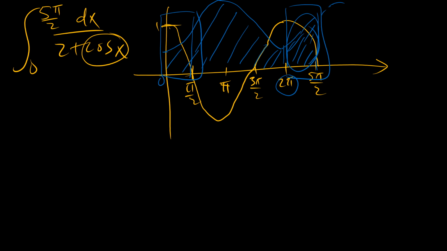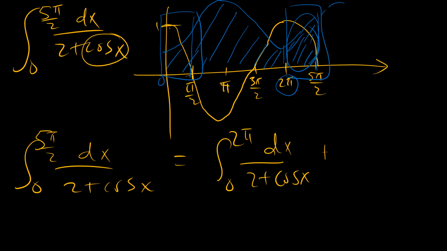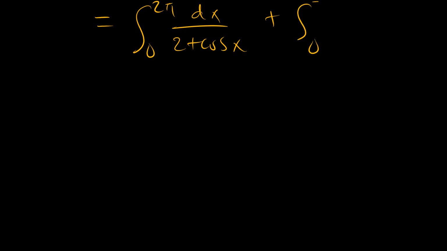right? So what we're going to do is split our integral into two. So we're going to say this is equal to the integral from 0 to 2 pi plus the integral from 0 to pi over 2. Those are our two domains that we're going to focus on. So this is a complete cycle. From 0 to 2 pi is a complete cycle, and then we begin another cycle. So 0 to 2 pi of 1 over 2 plus cosine x, plus 0 to pi over 2.